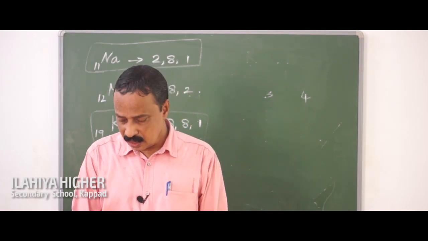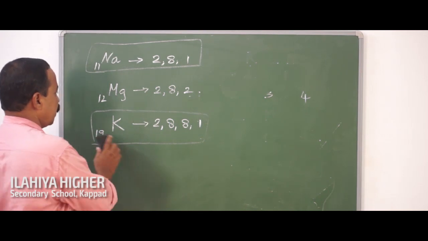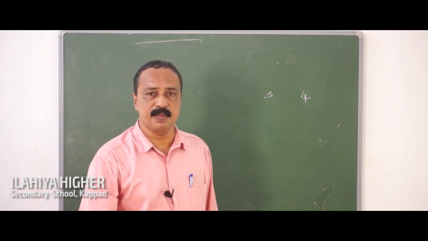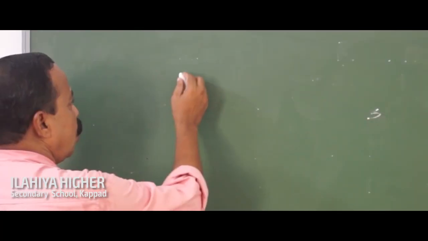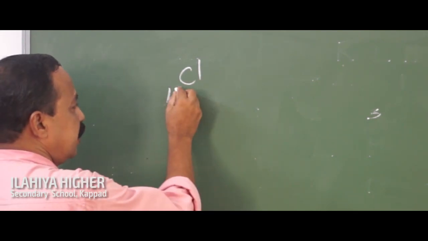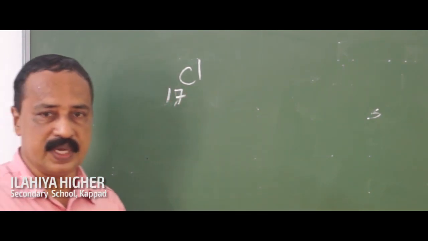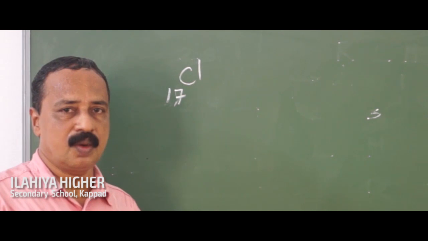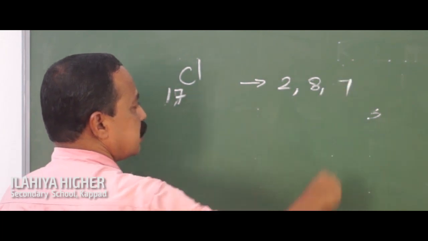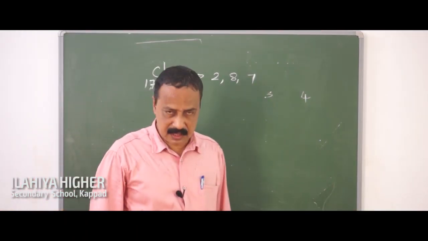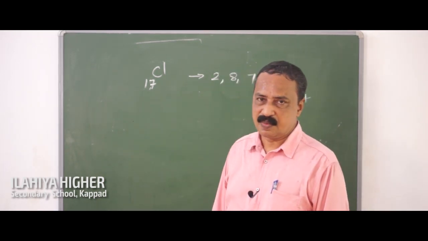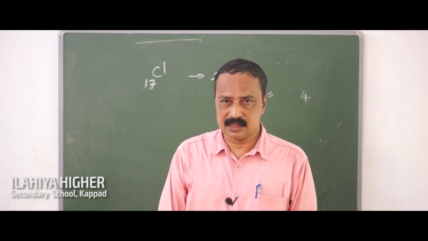I am going to give you some more examples. Write the electronic configuration and find which group and which period it belongs to. Chlorine, atomic number 17. Write the electronic configuration. Okay, it is 2, 8, 7. These elements are known as halogens.